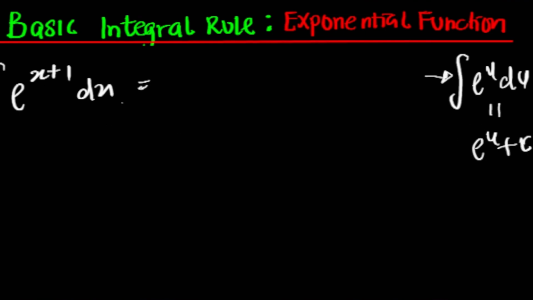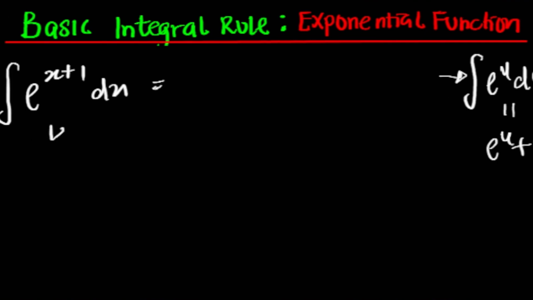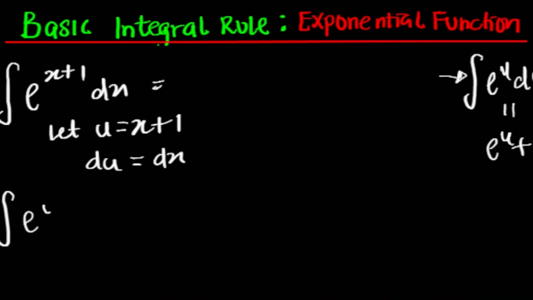So that shows that we are going to apply substitution. You can simply say let u equal x plus 1. Then differentiate everything here: du equals dx. That simply means dx is equal to du. So come back here, you're going to have the integral of exponential u, where dx is du. So the answer is very, very simple.